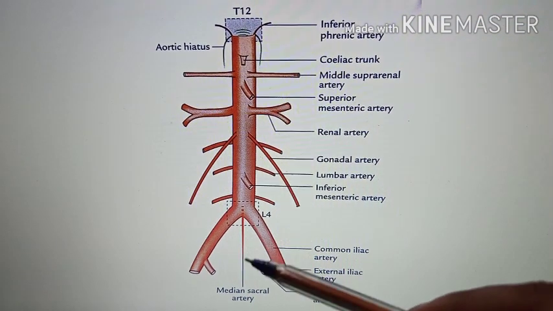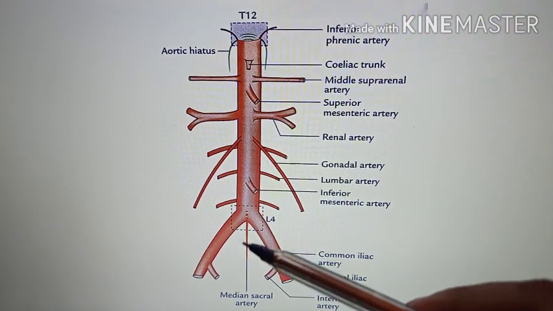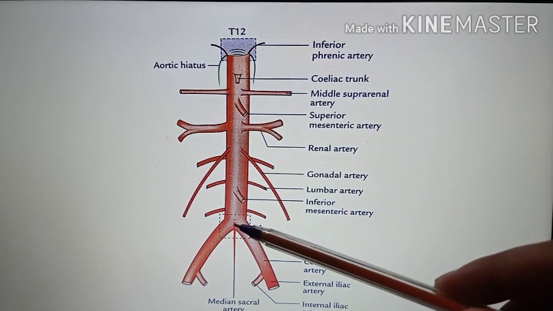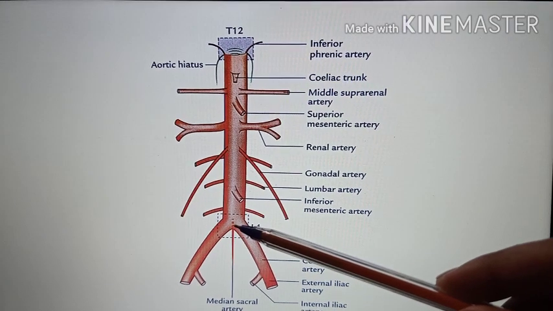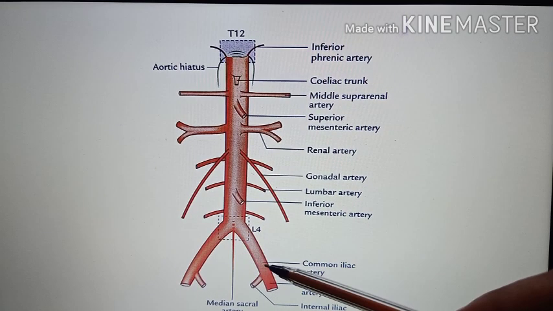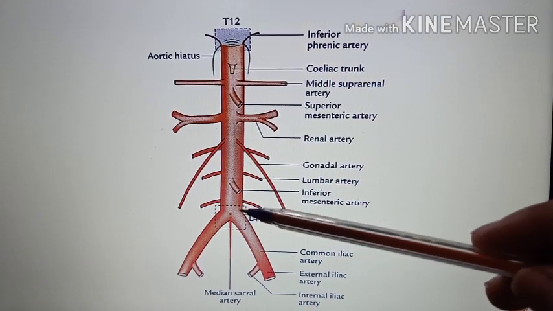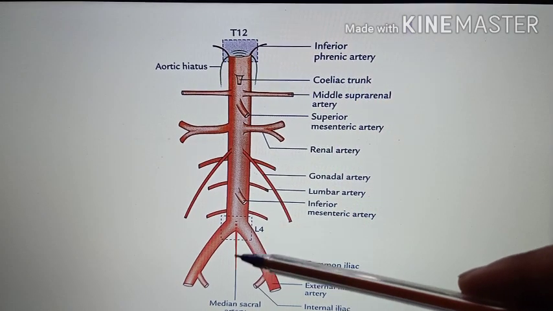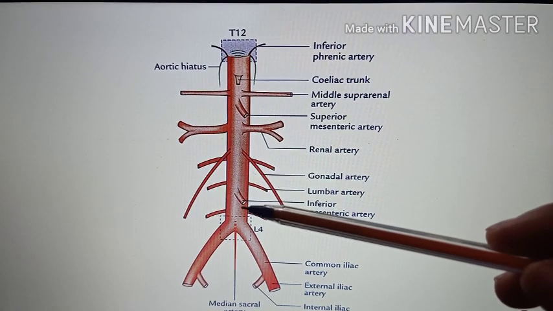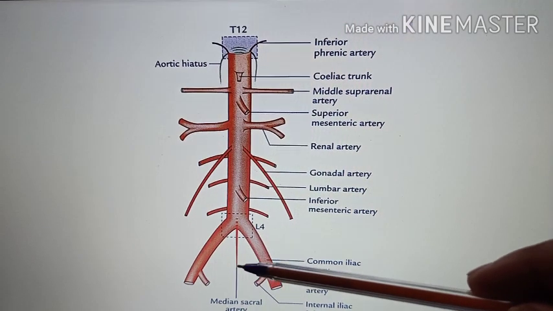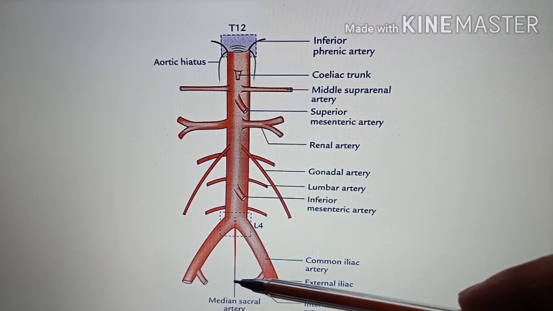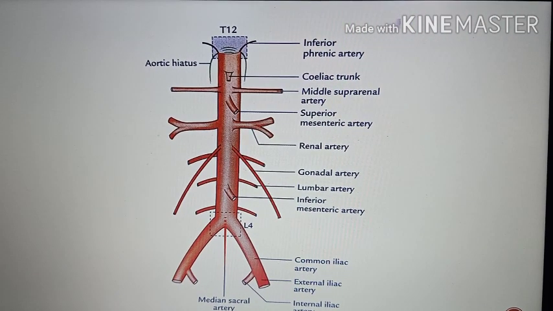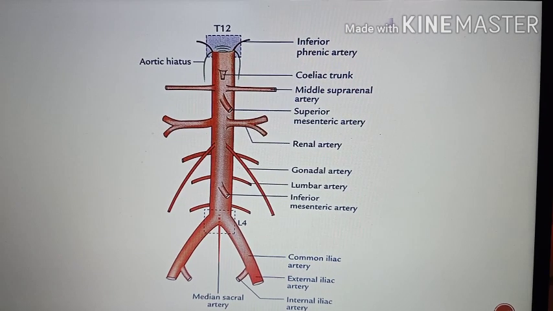Now what you're seeing here is called the median sacral artery. This sacral artery arises from the back of the abdominal aorta just before the aortic bifurcation. It represents the continuation of the primitive dorsal aorta. It runs downwards to end in front of the coccyx to supply the rectum and anastomoses with the iliolumbar and the lateral sacral arteries.